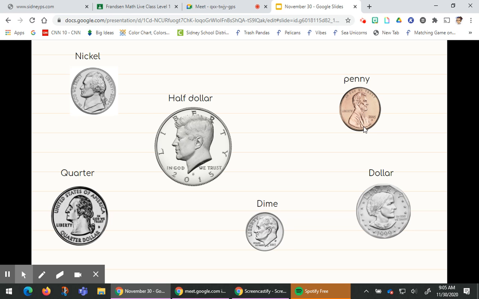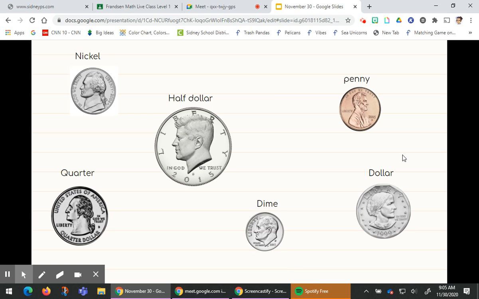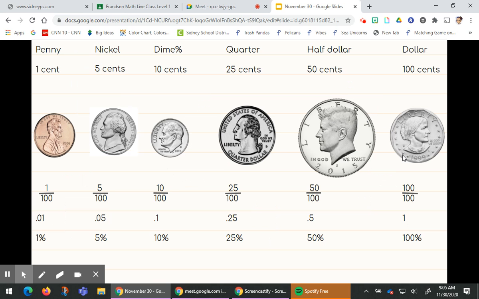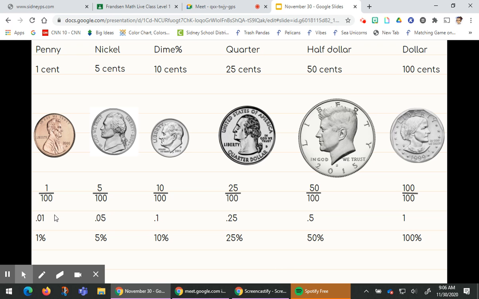Any ideas in my classroom? What do these have to do with percents, fractions, and decimals? Madison. Yep. In money, there can be percents. We can think of a penny as 1 cent or 1/100th of a dollar. If we write a penny as a decimal, we put the 1 in the hundredths place because it takes 100 of them to make a full dollar.